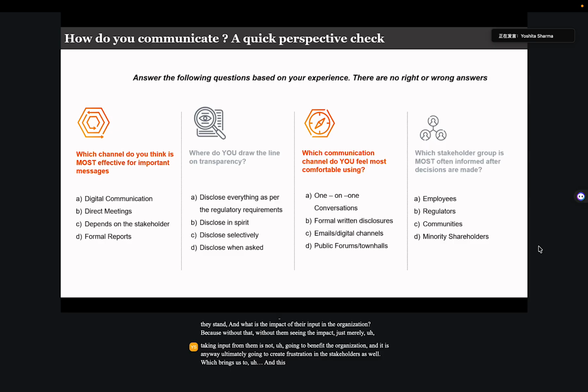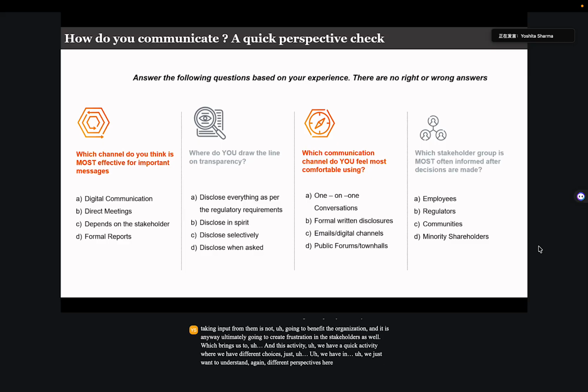this activity. We have a quick activity where we have different choices. We just want to understand different perspectives and communication styles, again, no right or wrong. So please drop your answers, or you can feel free to unmute and discuss if you want to share any experiences.